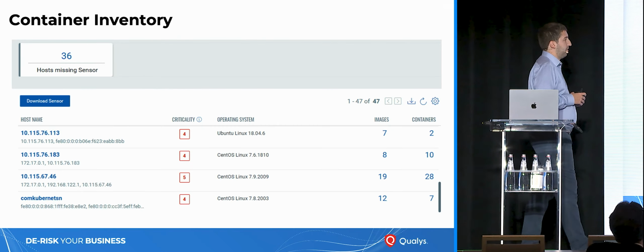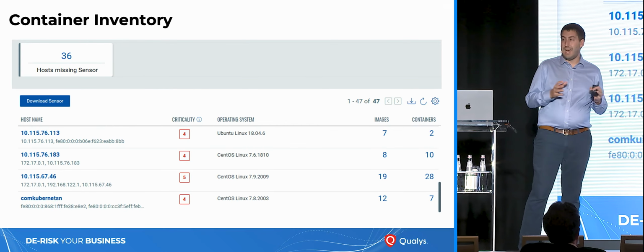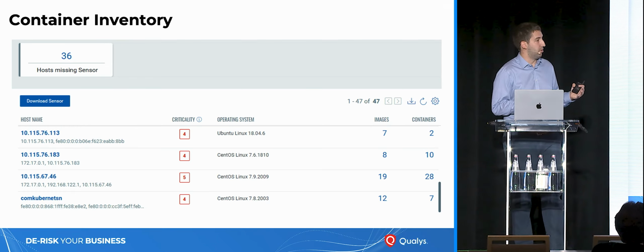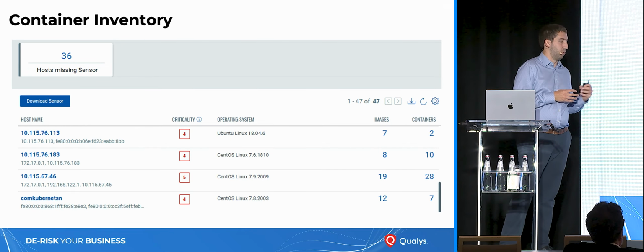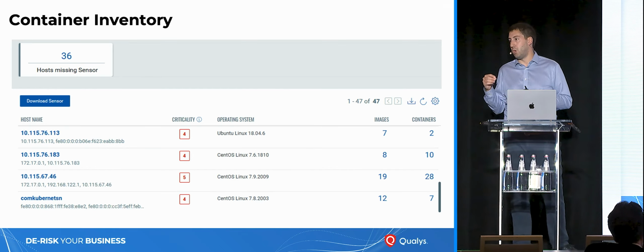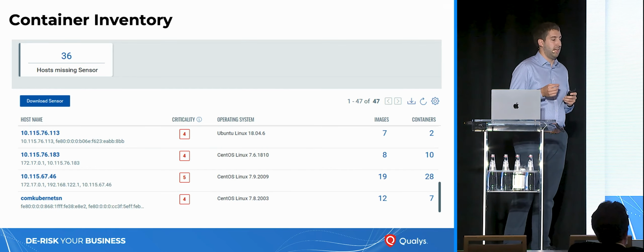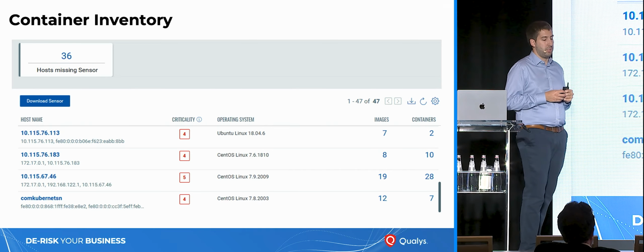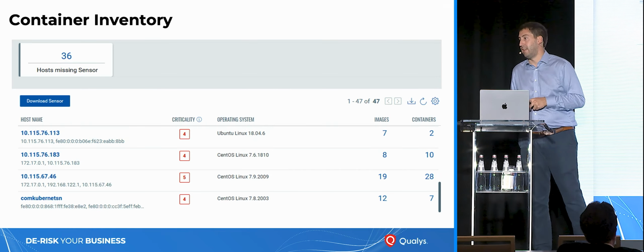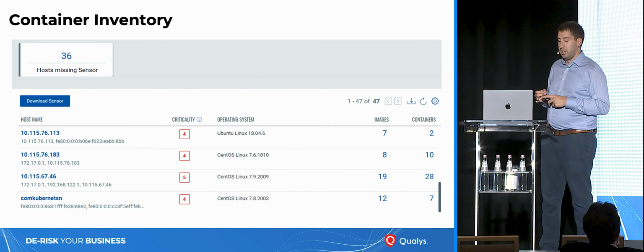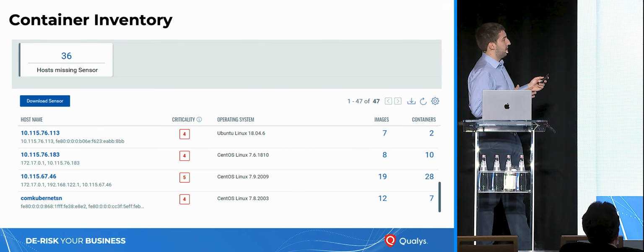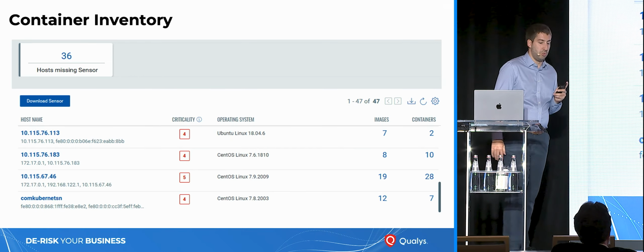And the same thing happens for container inventory. We have sensors that we can deploy onto container engines, whether it's Docker, whether it's Kubernetes and others supported, to be able to show you exactly what containers, what images are running in your environment. And again, this is included in your VMDR subscription. You can get the metadata around that container and the image. You can get the associations between them. So all of this can be done today with the subscriptions you already have.